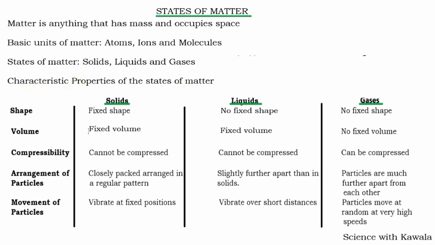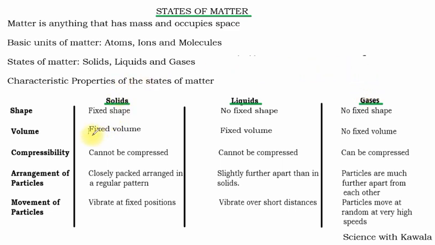Liquids don't have a fixed shape, but they take up the shape of the container. So you'll find that the particles in the liquid can vibrate over short distances. So they can rearrange themselves and take up the shape of the container. Gases don't have a fixed shape. The particles are much further apart from each other, so they will fill up the available space in that container or in that room.